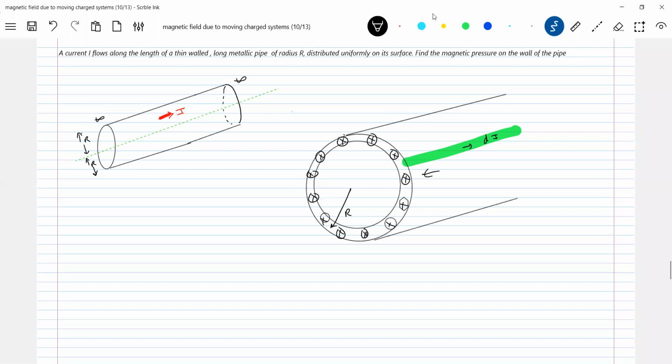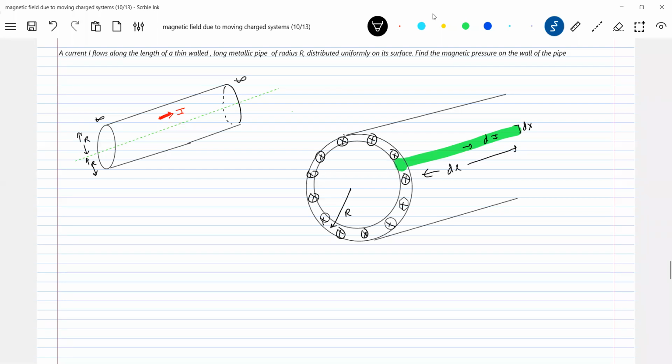Length of the strip, let it be dl, and let this be dx or dr, anything you can write. So this is how we assume the strip. Now if I can calculate the force per unit area here, the problem is solved. So you assume two symmetric elements here.